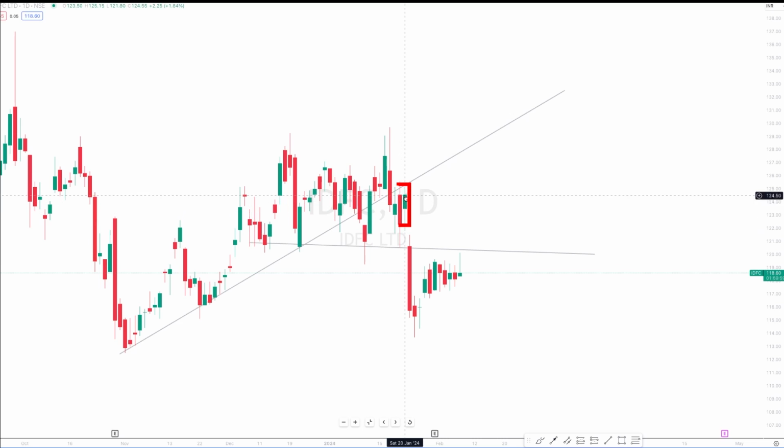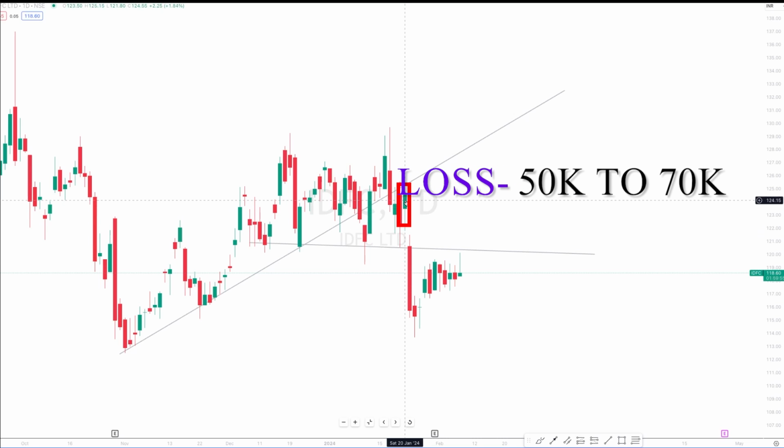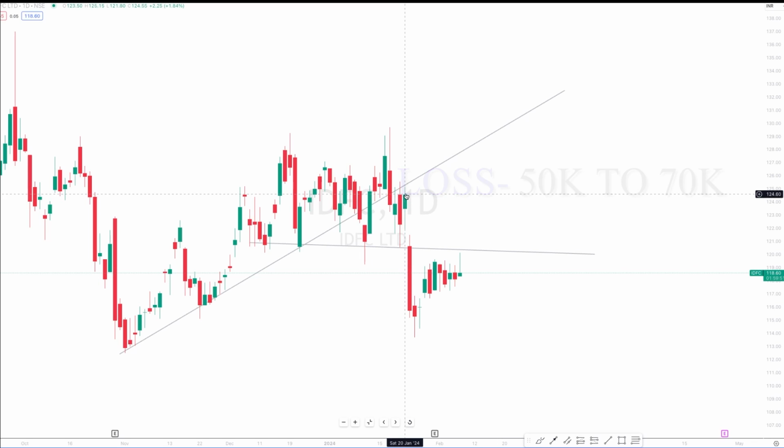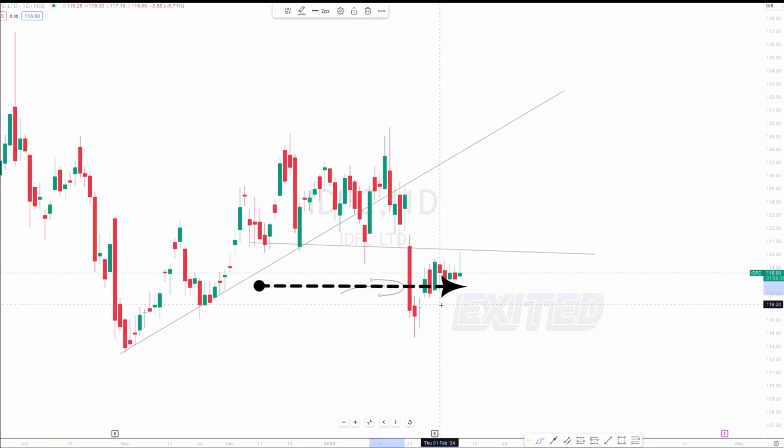Then the next day it was a green candle, which was a loss day. I was in loss around 50,000 or 75,000 maybe, and then it fell, okay? When it fell hard. So this is the reason I went for this. I was expecting this kind of a move. I just exited here, guys. I just exited right here.